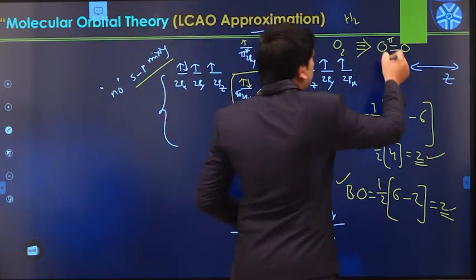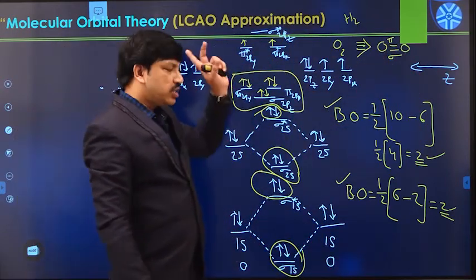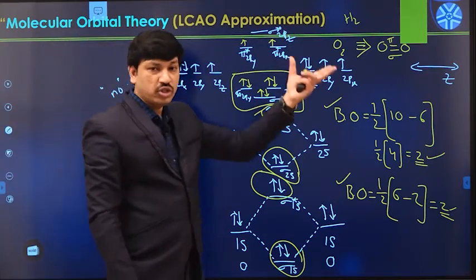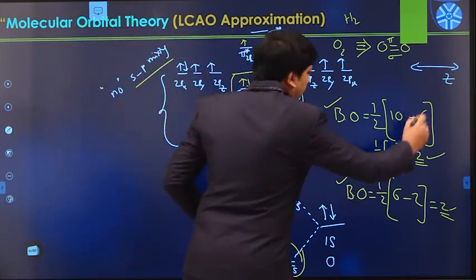So this bond strength is actually more when compared to the H2 molecule. But in the case of the nitrogen molecule, we actually got a bond order value of 3. Yes or no? So that is more stable, having more bond strength value. So like this, you can calculate the bond order value.